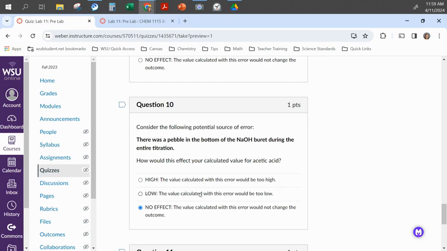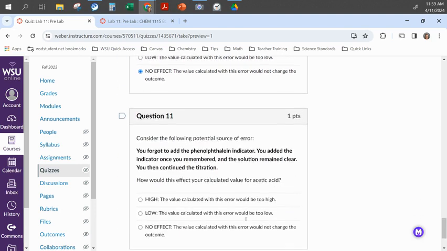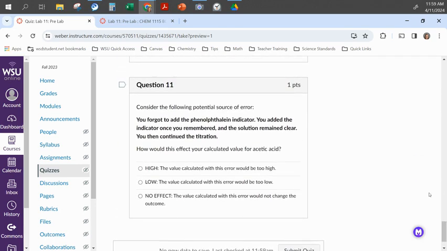As long as the pebble was there the whole time, it won't change the level. Yeah, you're right. If somebody put it in the middle, oh yes, bring your pebbles. Sabotage each other. That's not very good.